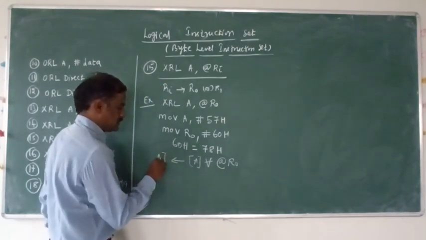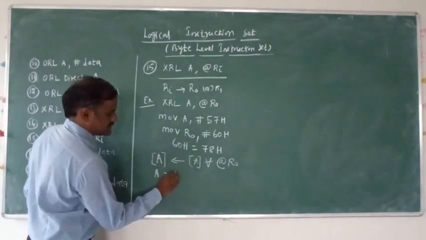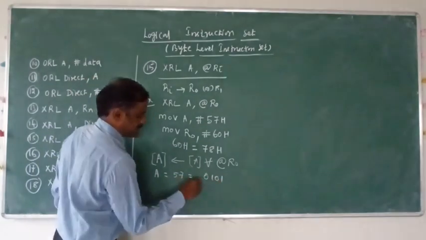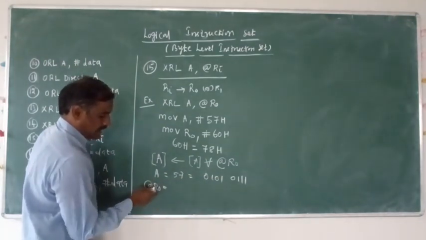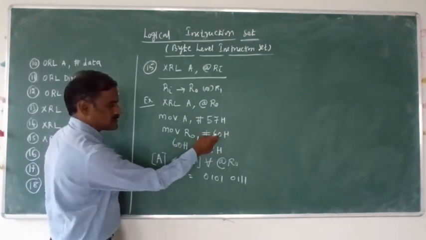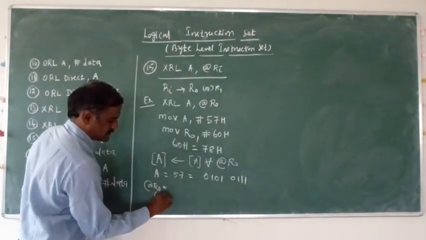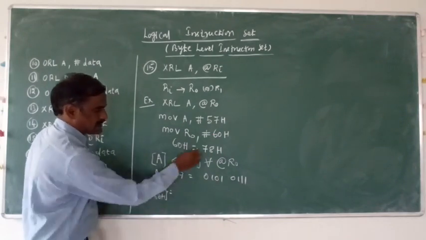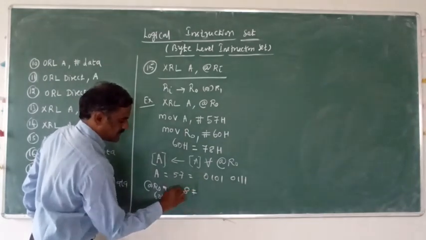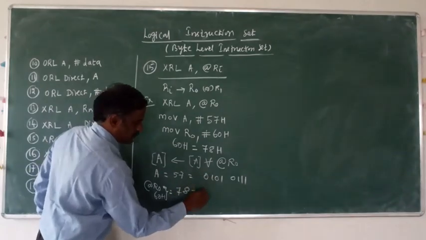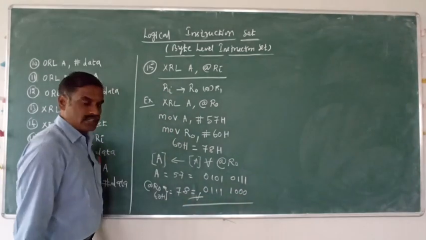Here the A register data is 57, which is 0101 0111. @R0 means the address in R0, which is 60. The data at that address location is 78, which is 0111 1000. Now exclusive-OR these two data.